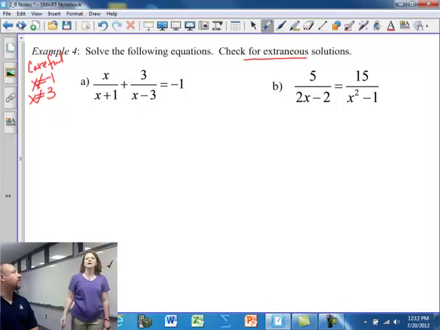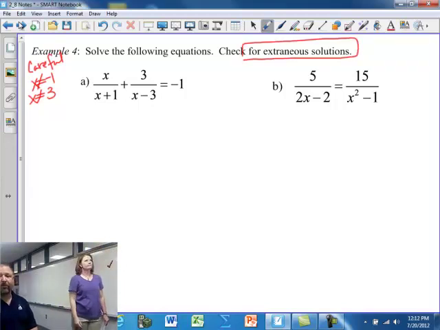We call these extraneous solutions. They're simply solutions that don't work, even though all the algebra was right. In the end, they didn't work at all. So how are we going to do this? What are we going to do first?